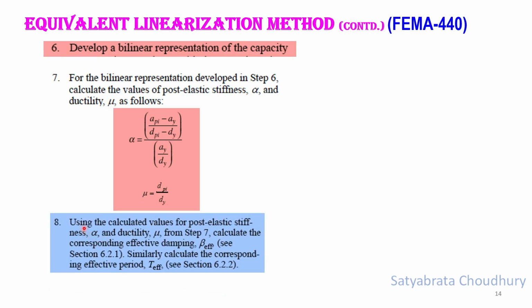Step 8, using the calculated values for the post-elastic stiffness alpha and ductility mu in step 7, calculate the corresponding effective damping, beta effective. Similarly, calculate the corresponding effective time period, T effective. That is, beta effective we have expressed in previous videos as xi E, effective damping, and T effective is nothing but Te, which is taken up here also.